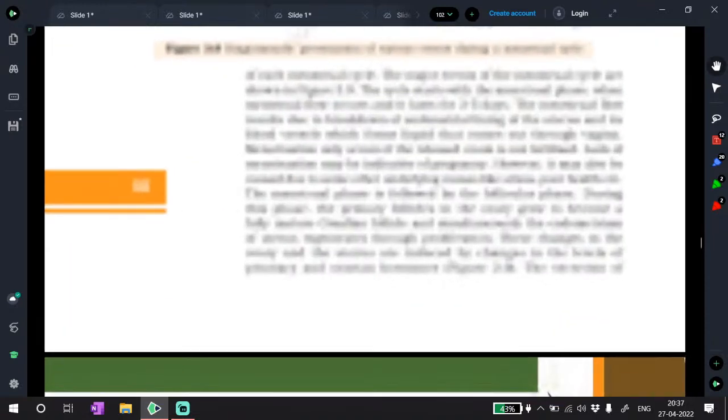So there are changes happening simultaneously in both the ovary and the uterus, and these changes are brought about by the pituitary and these sex hormones.